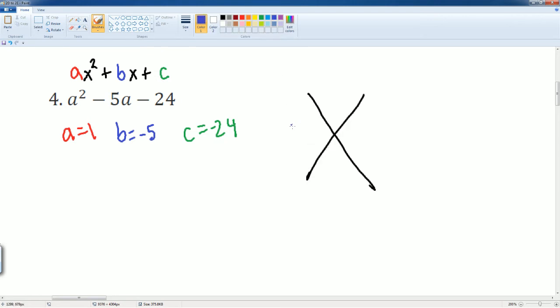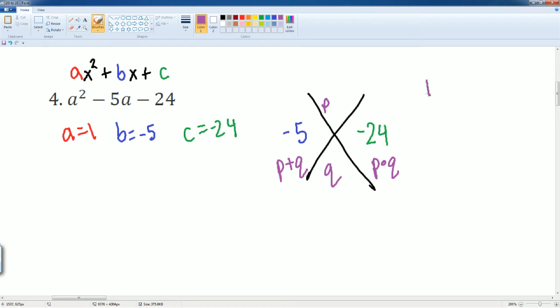We want to find two numbers that add to -5 and multiply to -24. Okay, let me repeat that. You want to make sure they multiply to make -24 and add to -5. Okay, I ignore the negative for right now. And I would just do it.